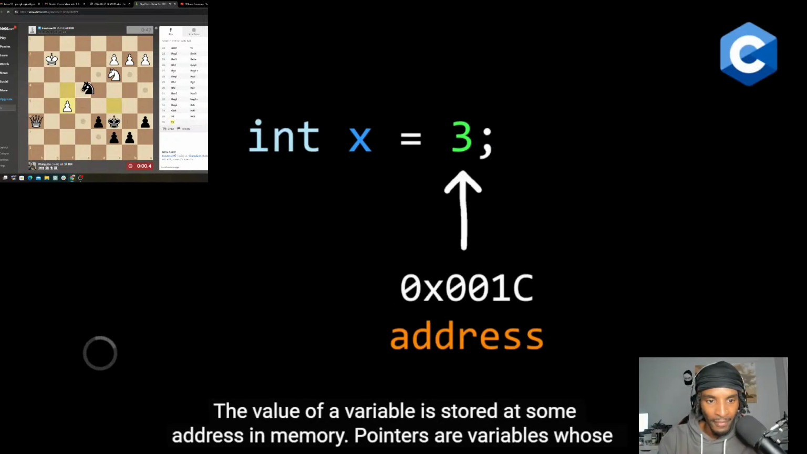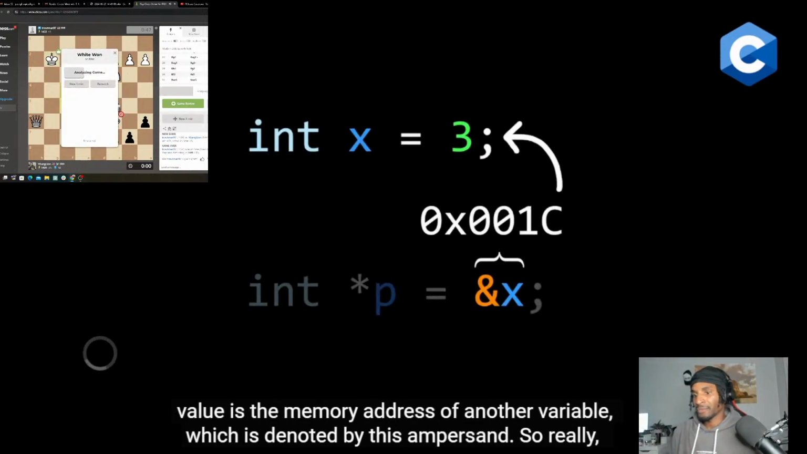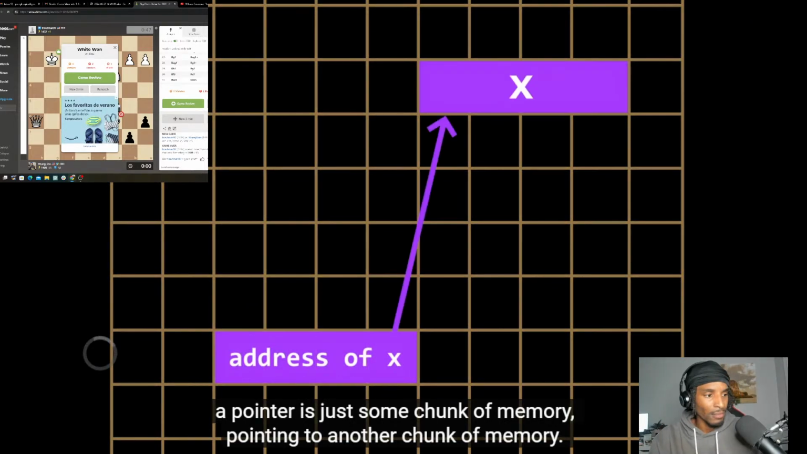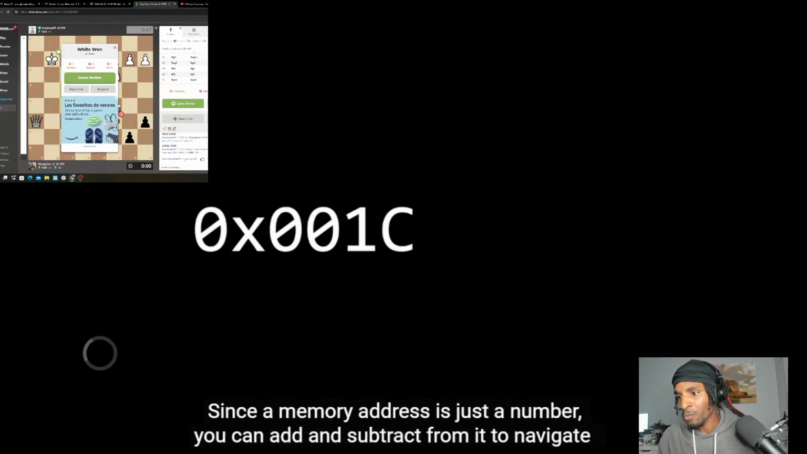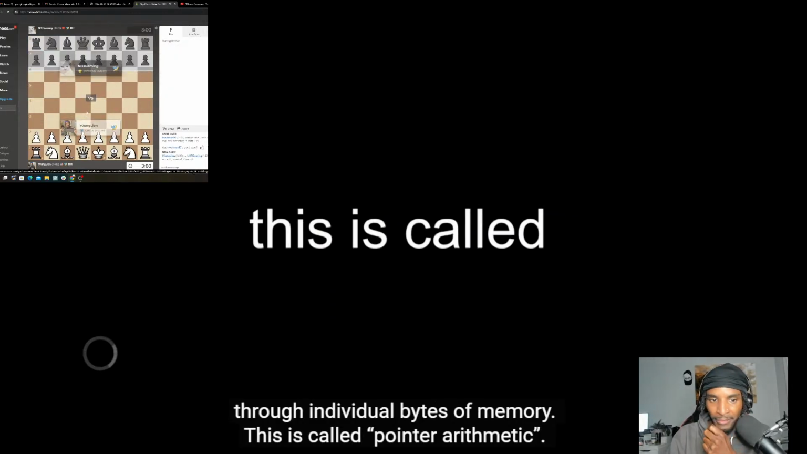The value of a variable is stored at some address in memory. Pointers are variables whose value is the memory address of another variable, which is denoted by this ampersand. So really, a pointer is just some chunk of memory pointing to another chunk of memory. Since a memory address is just a number, you can add and subtract from it to navigate through individual bytes of memory. This is called pointer arithmetic.